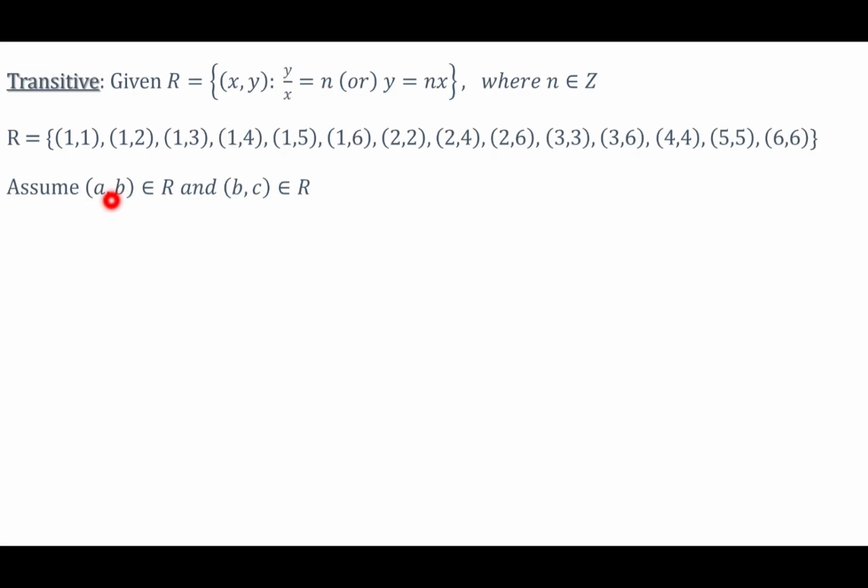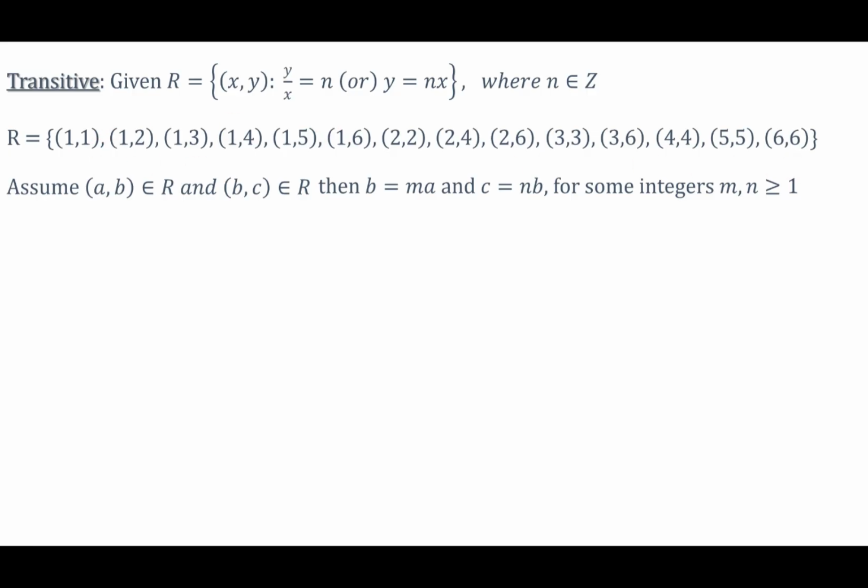Similarly, if (a, b) belongs to R, then b over a equals m, or b is equal to ma. From the definition, if (x, y) belongs to R, then y equals nx. Similarly, I wrote (a, b) belongs to R, then b equals ma. And (b, c) belongs to R, then I write c equals nb, for some n and m integers, which must be greater than or equal to 1 because in my relation all are positive.